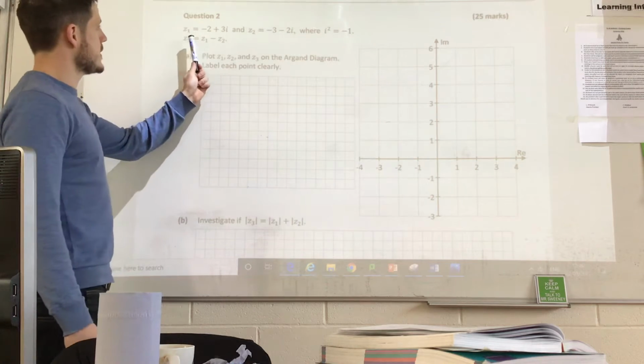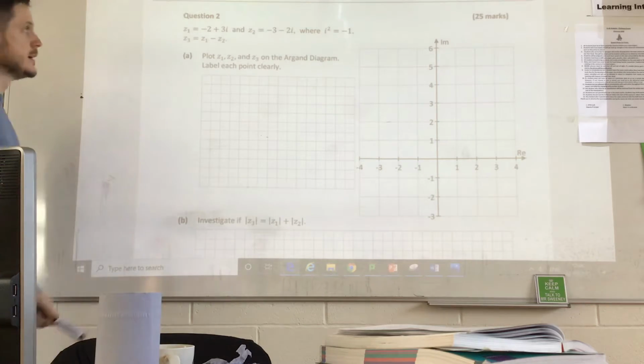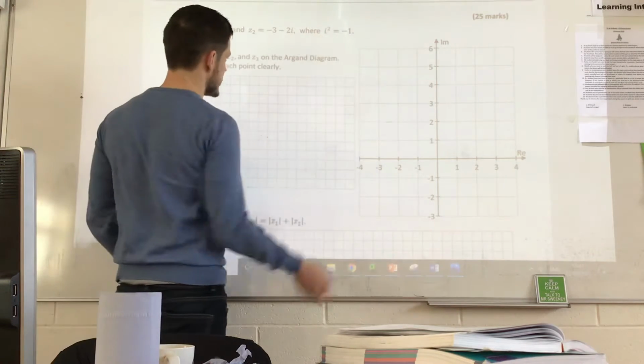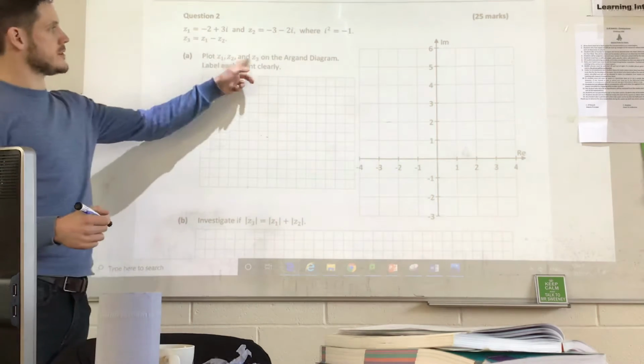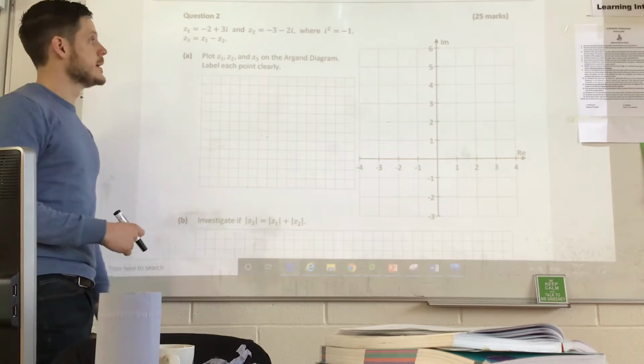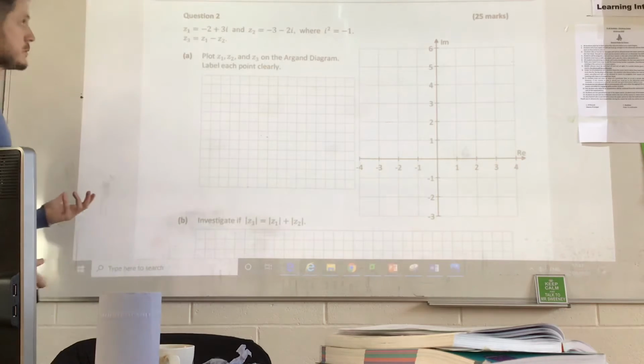And it has z3 is equal to z1 minus z2. So we have to formulate z3 ourselves. It gives us a rule, i squared is equal to minus 1, which we will use a little bit further down. So it says plot z1, z2 and z3 on the Argand diagram. Label each point clearly. So this is very, very easy, particularly for z1 and z2.